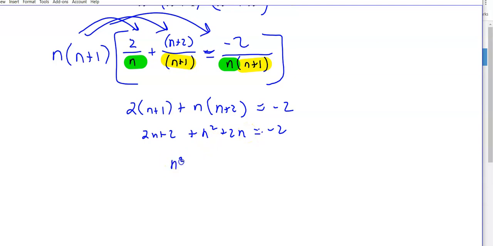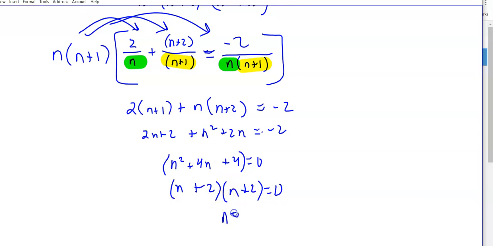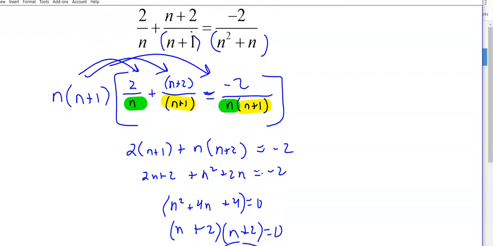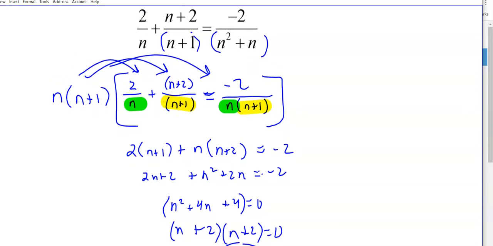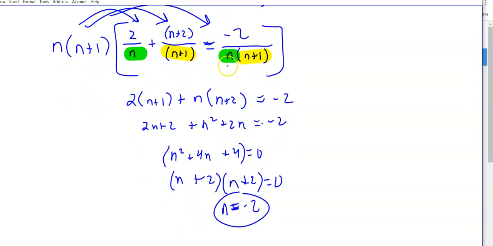You get n squared plus 4n. I'm going to add 2 to both sides, plus 4 equals 0. So this actually factors to be n plus 2 times n plus 2, since 2 and 2 must be plus and plus. So n equals negative 2. So I think that's my answer, but let's just double check by plugging it in. Yeah, n plus 2 works there.